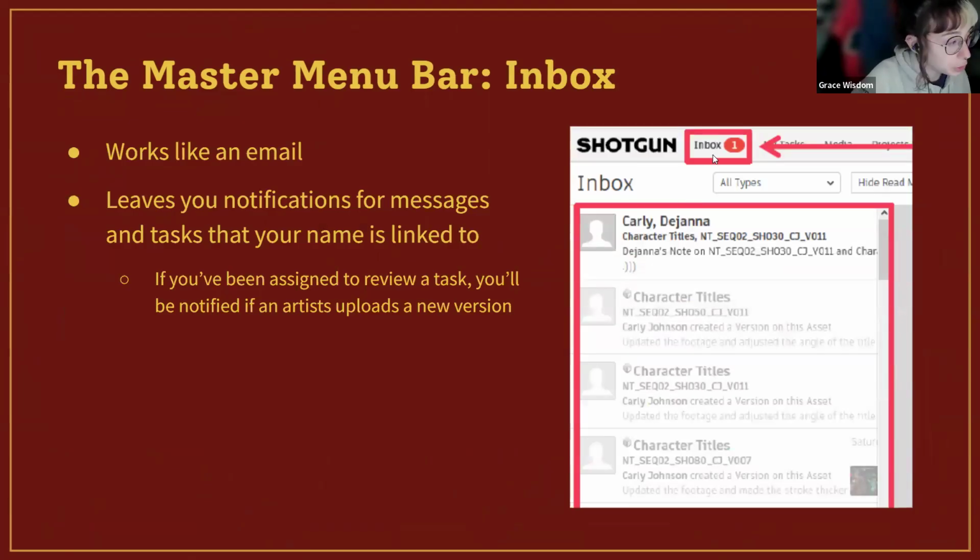But the first thing you see when you get to that master menu bar is the inbox. And your inbox works like an email would. It leaves you notifications for messages and tasks that your name is linked to within that project. And if you've been assigned to review a task, you'll be notified if an artist uploads a new version. So yeah, inbox is pretty much just like email in terms of notifying you if you've been assigned something new or if your assignment has changed. It'll show up there as a notification.